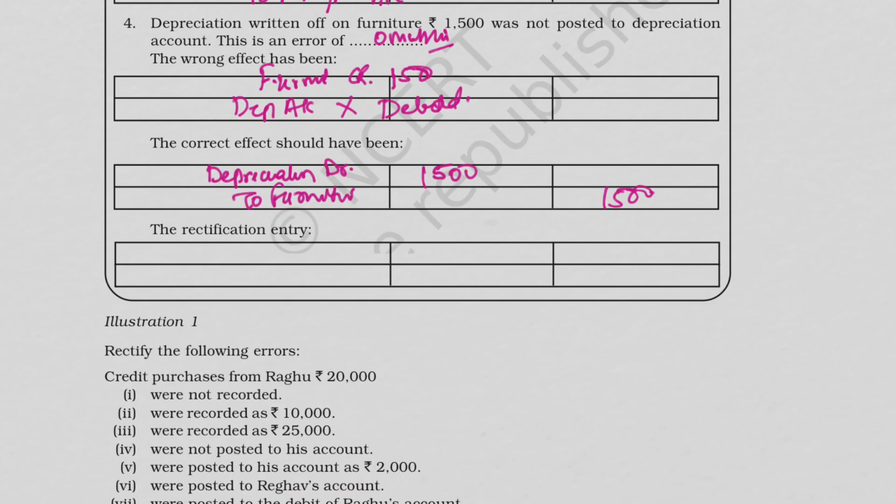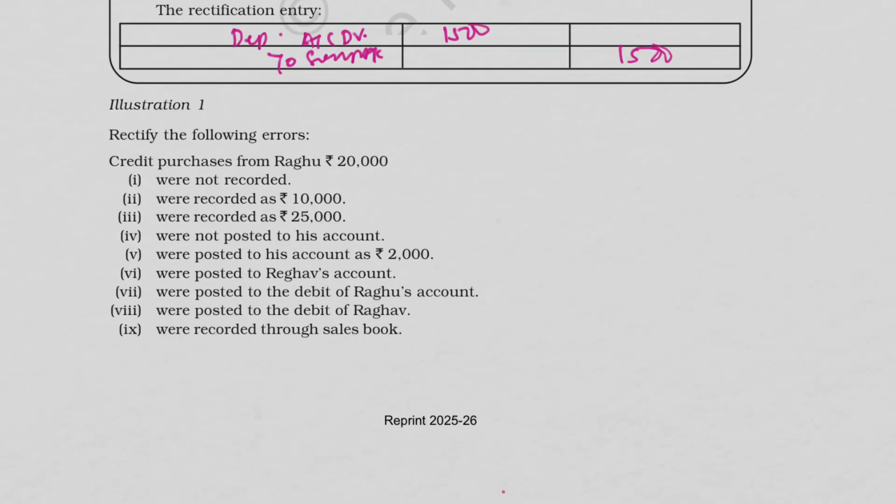So depreciation account is short debited by 1500. So the rectification would be depreciation account debit 1500 to suspense account 1500. Now let's see the next question.